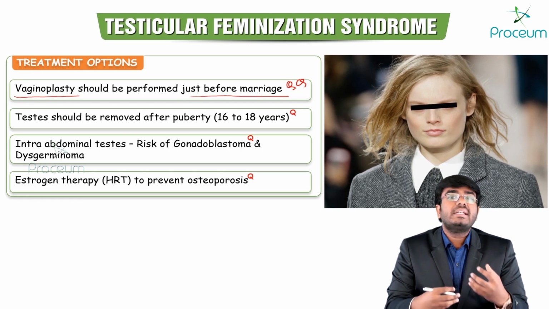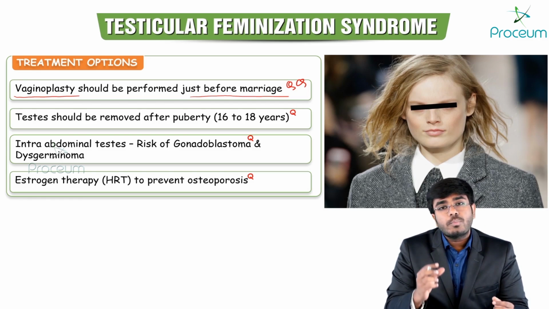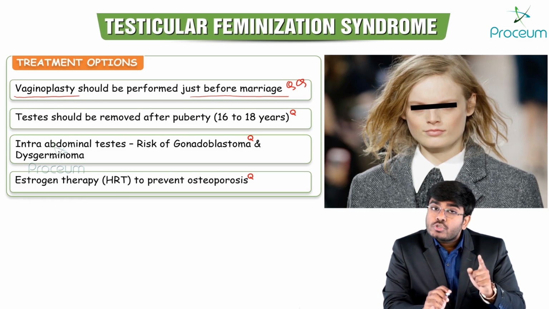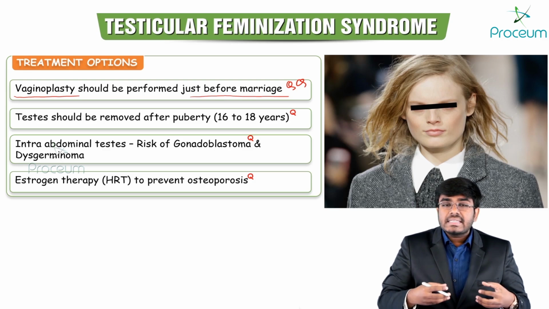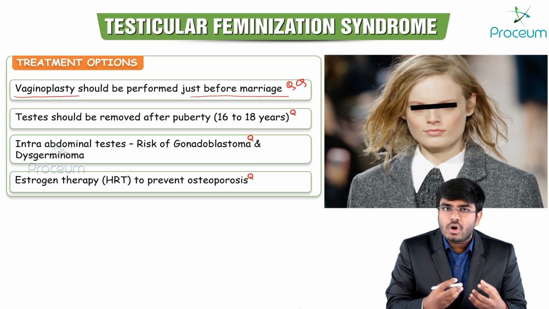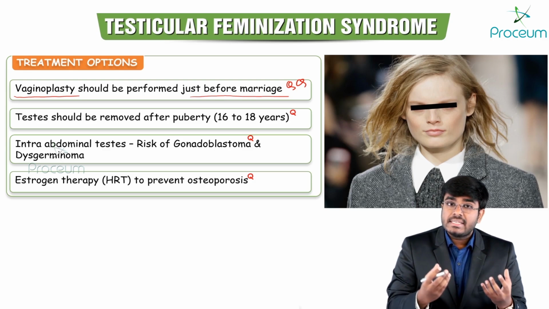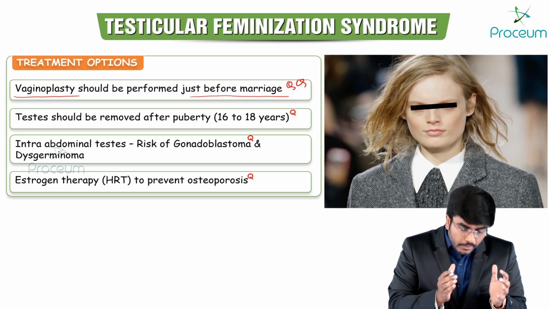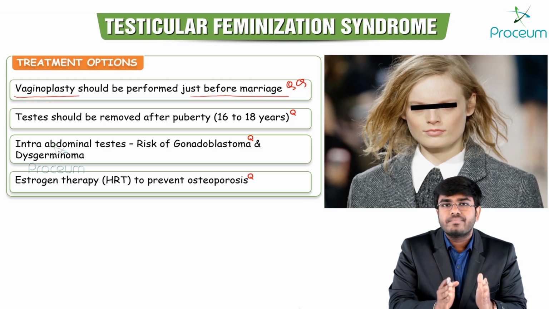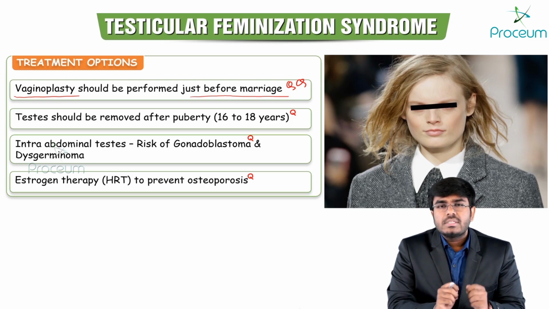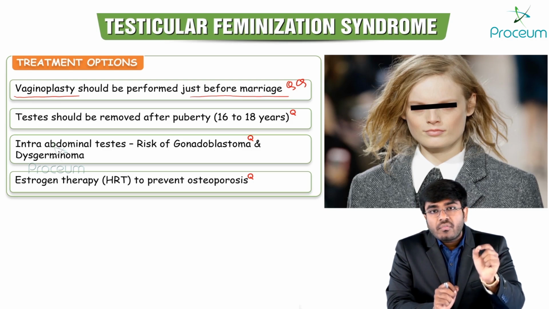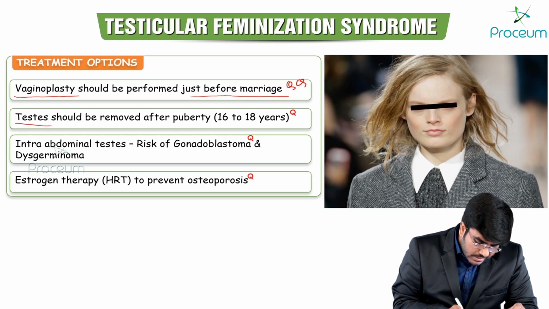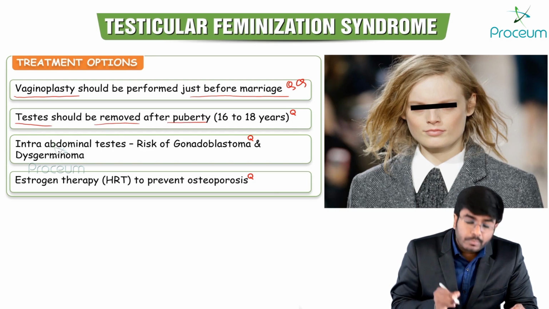Okay. After this, what about the testis in this female? The intra-abdominal testis, what can you do with it? Should you remove them? Yes, you should remove them. Why? Because these intra-abdominal testes are at risk of developing malignancy, like gonadoblastoma in the benign stage and dysgerminoma. So this intra-abdominal testis should be removed. But when should they be removed? See, you have to remove them only after attainment of puberty. Okay, please concentrate. The testis should be removed only after puberty.